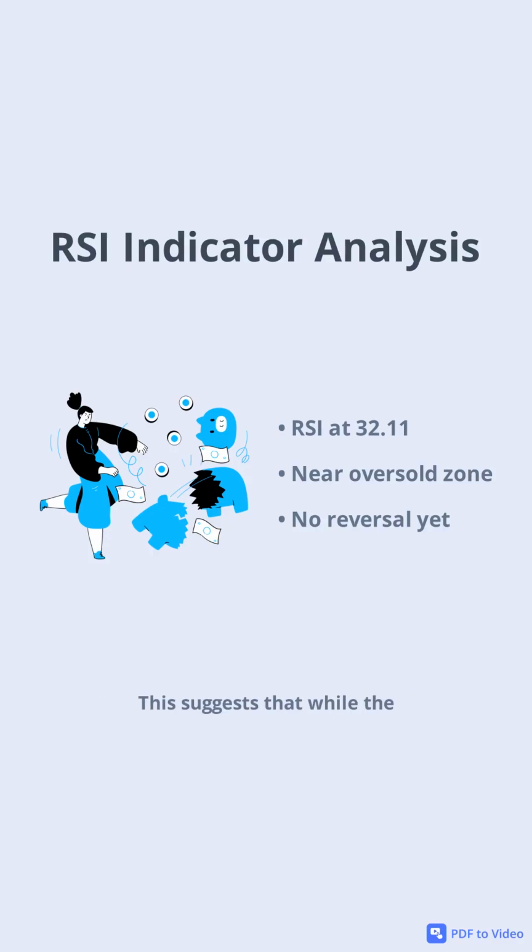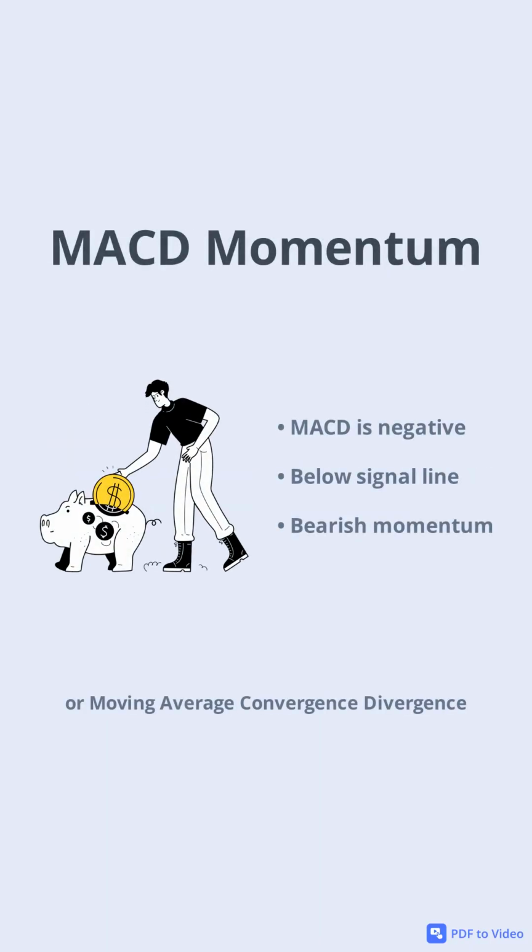This suggests that while the stock is approaching oversold territory, it hasn't quite reached the extreme levels that often trigger a sharp bounce. Traders often watch for an RSI below 30 as a potential reversal signal, but for now, the indicator suggests continued caution. The MACD, or Moving Average Convergence Divergence, is another key momentum indicator.